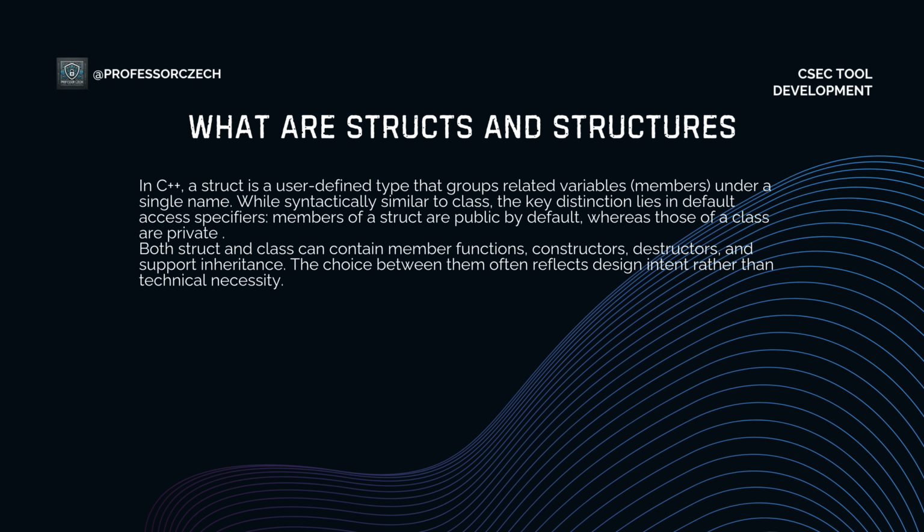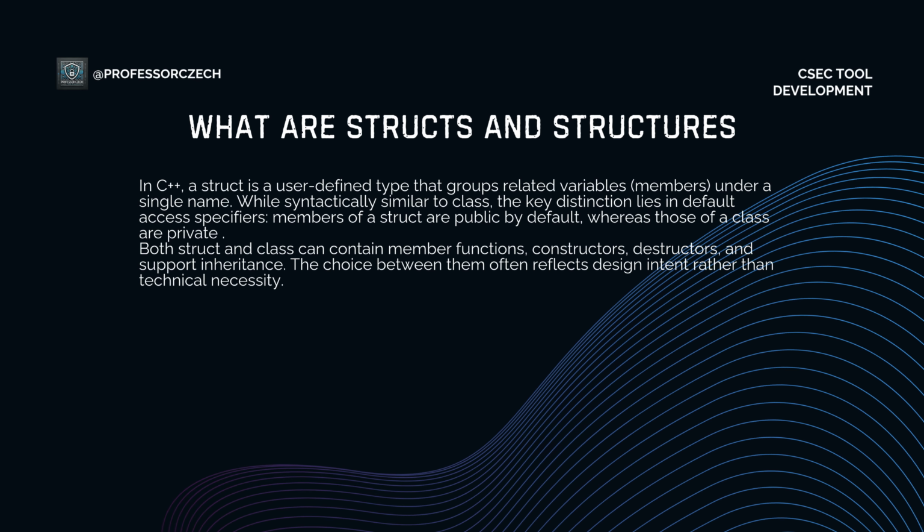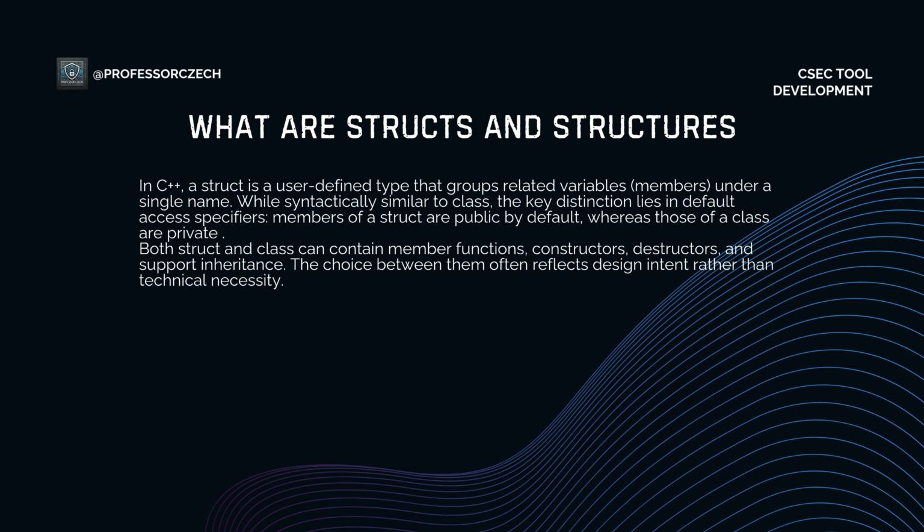All right. So before we start creating our application that gathers system information, we need to understand what a struct or structure is. And there's a little bit of a historical context here, where the concept of a struct originates from the C programming language, and it served as a means to group related data. C++ inherited this construct to maintain compatibility with the C code base. The class keyword was introduced in C++ to support object oriented programming features like encapsulation and inheritance.